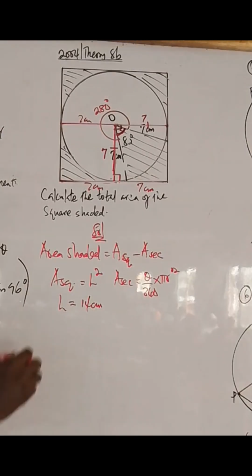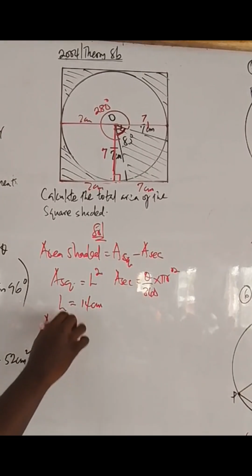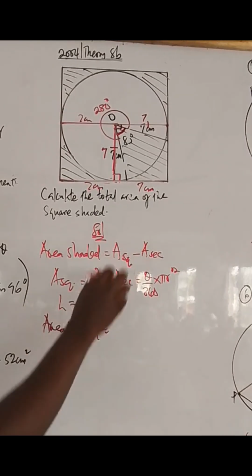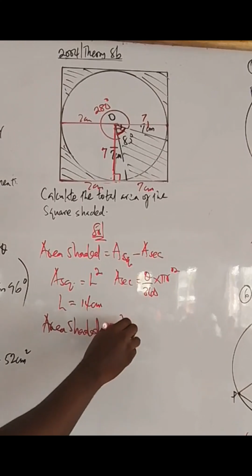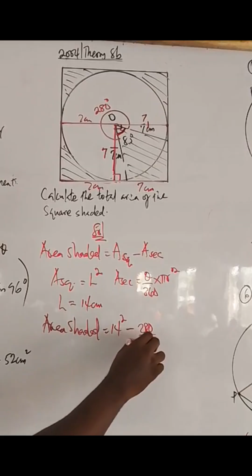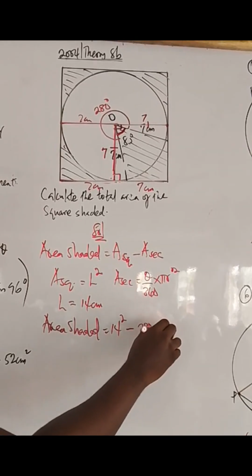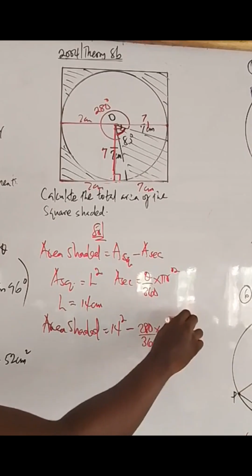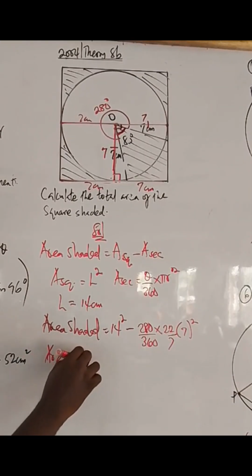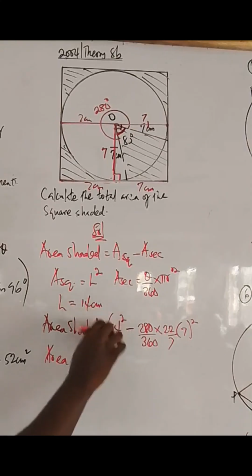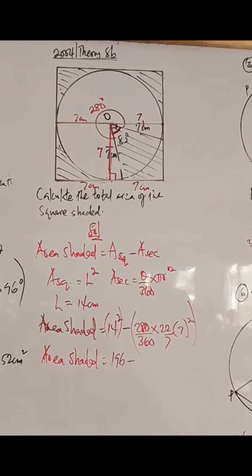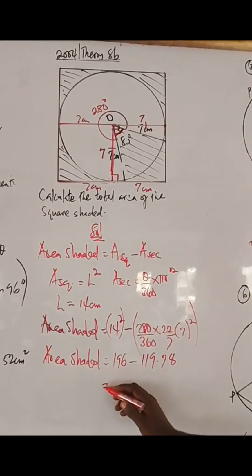We are done. So the area shaded now becomes 14 squared, the area of the square, minus theta 280 over 360 times pi, then r, 7 squared. So from here we can easily get the area shaded. Subtract.